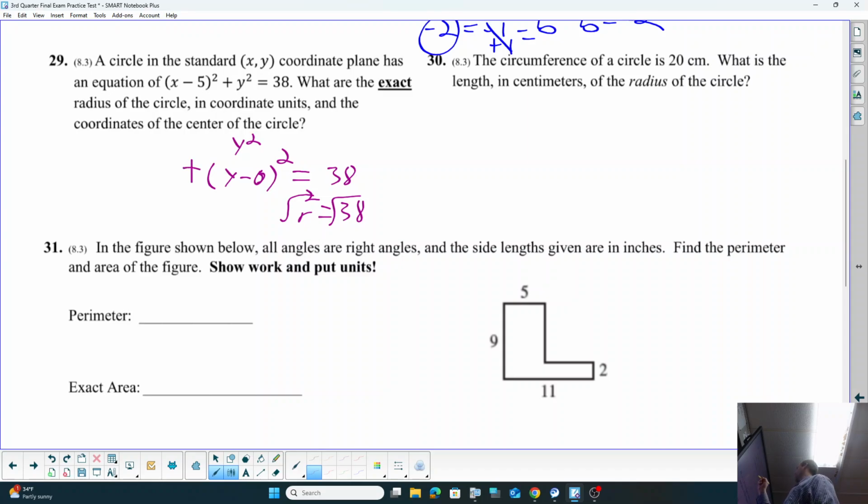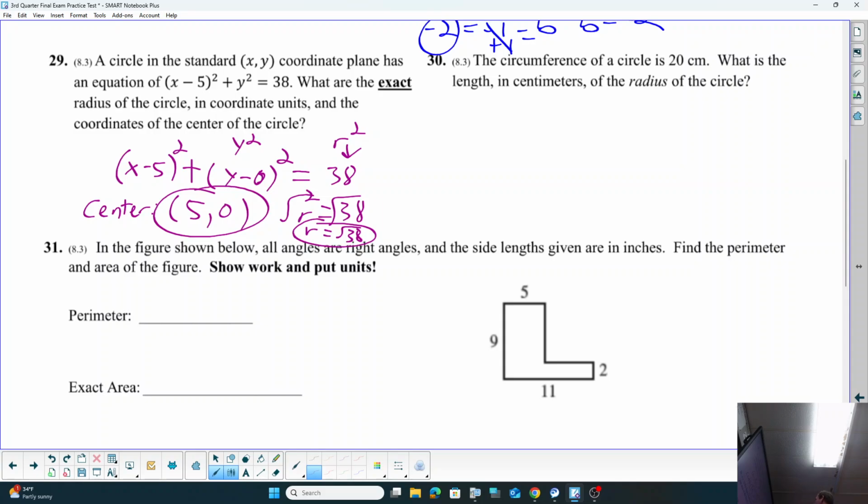What else do we got here? We got x minus 5 all squared, and this is the radius all squared. Okay, so the radius equals the square root of 38. So what are the exact radius of the circle and the coordinates of the center? So the radius is the square root of 38. The coordinates of the center is opposite sign. So that's going to be positive 5, 0.